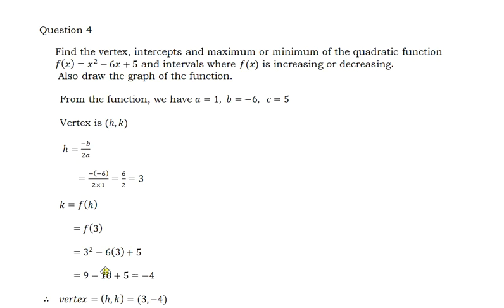Question number 4. Find the vertex, intercepts and maximum or minimum of the quadratic function f of x equal to x square minus 6x plus 5, and intervals where f of x is increasing or decreasing. Also draw the graph of the function.